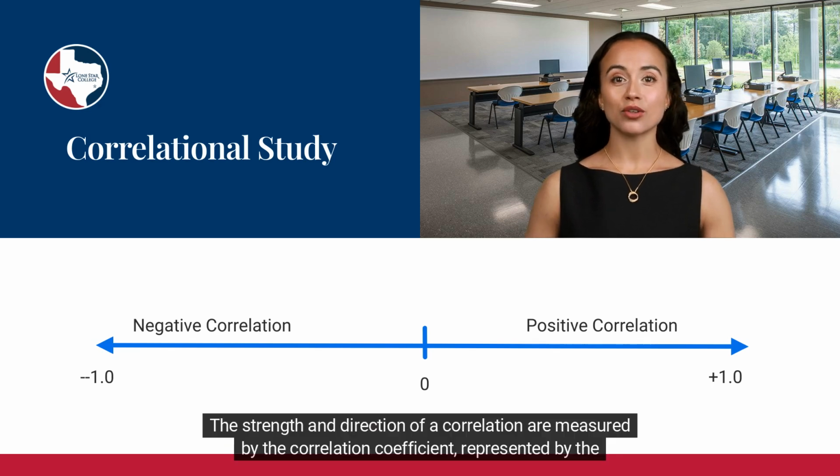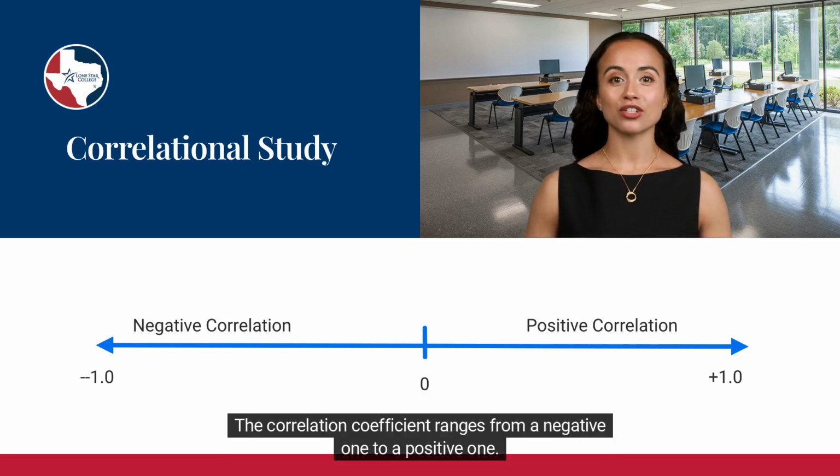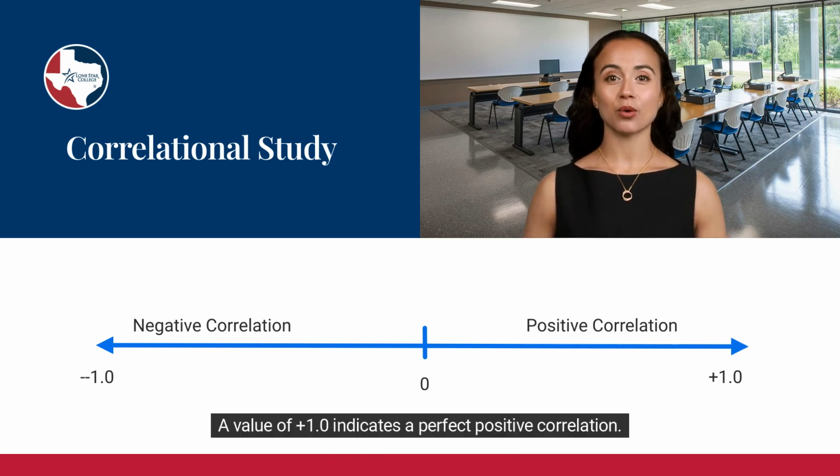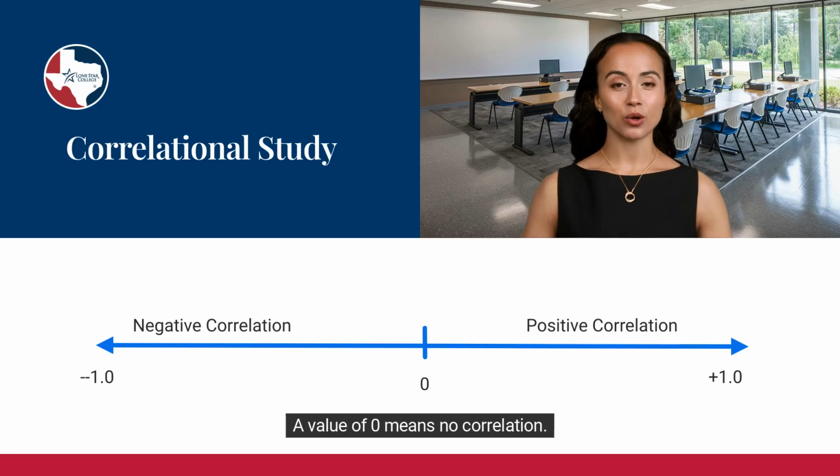The strength and direction of a correlation are measured by the correlation coefficient, represented by the letter R. The correlation coefficient ranges from -1 to +1. A value of +1.0 indicates a perfect positive correlation. A value of -1.0 indicates a perfect negative correlation. A value of 0 means no correlation.